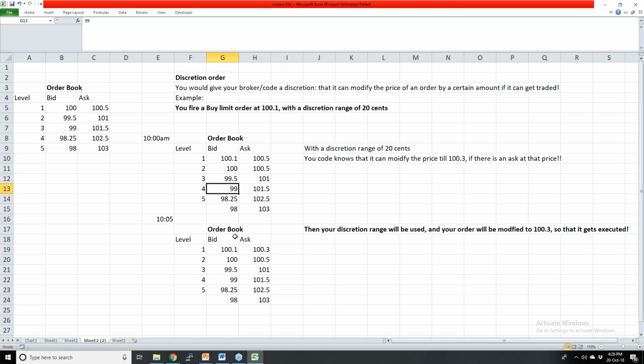A discretion order is where my order is at a particular price and there's a range, say 20 cents. I will increase my buy limit price if I know that it will get executed. So I can increase it by 20 cents if I know that there's an ask at 100.3, so that it can get executed. Discretion can be used for any level, 2, 3, 4, 5. It's really up to you.